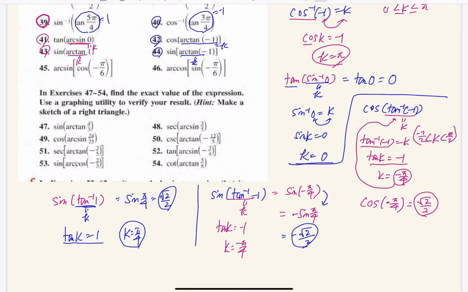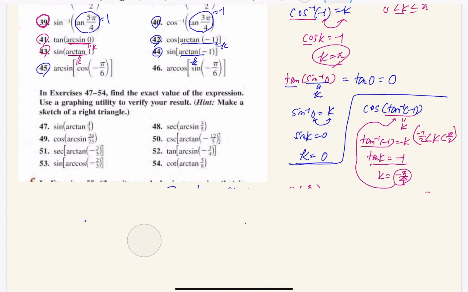All right. And then 45. Let me erase this part. 45. Arcsine cosine negative pi over 6. We should find this value first. Cosine negative pi over 6 is equal to cosine pi over 6 because cosine is an even function. This is the even function rule. The even function rule is cosine negative theta is equal to cosine theta.